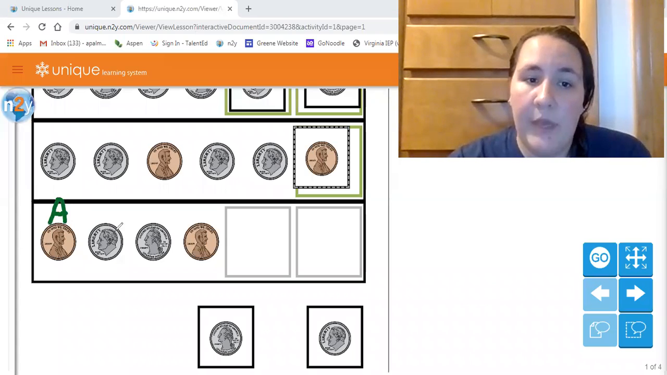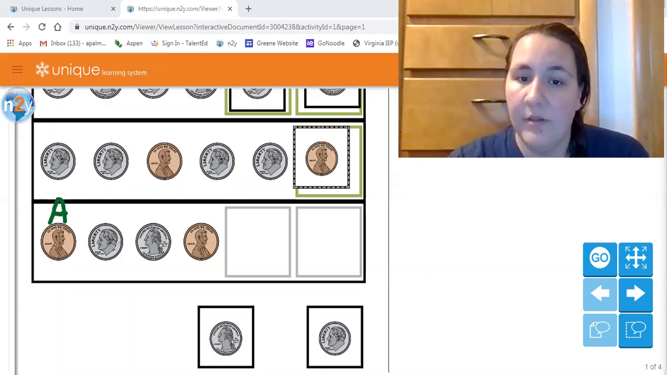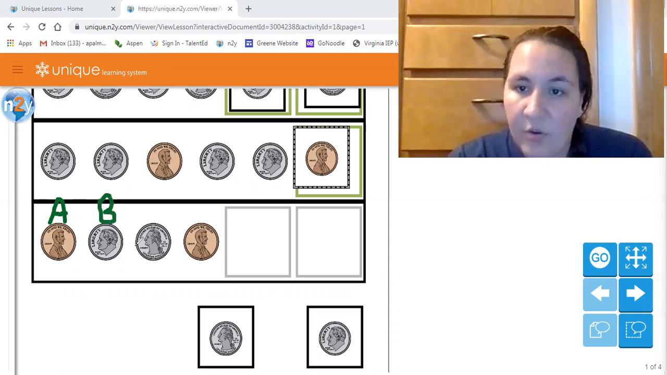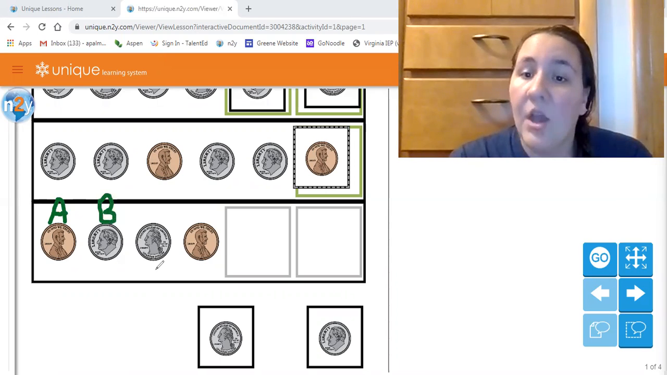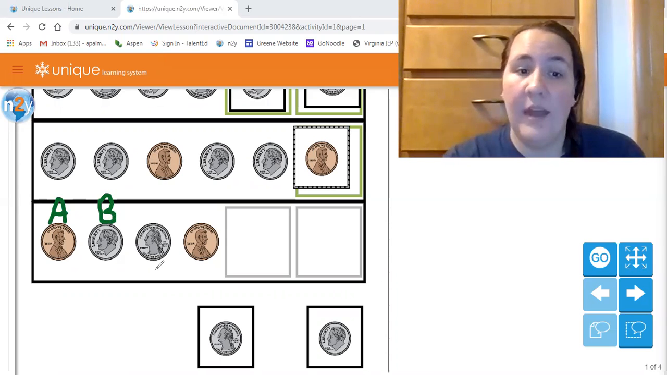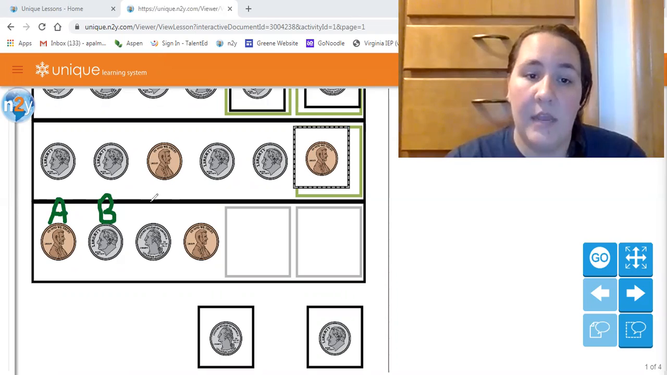I have a new picture here. What picture is this? A dime. Very good. So it's a new picture from a penny, so it gets a new letter. So we have A, B, and then I have another new picture. So this is a quarter. Very good. I heard some of you saying quarter. So because it's another new picture, I need another new letter. So I'm going to have the letter C.